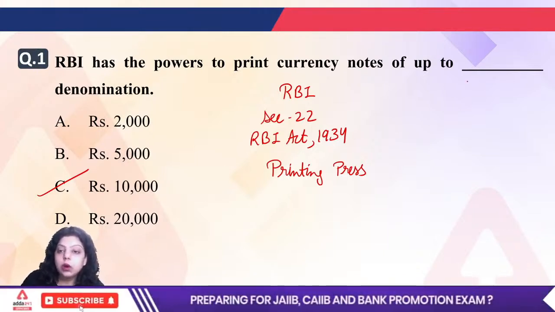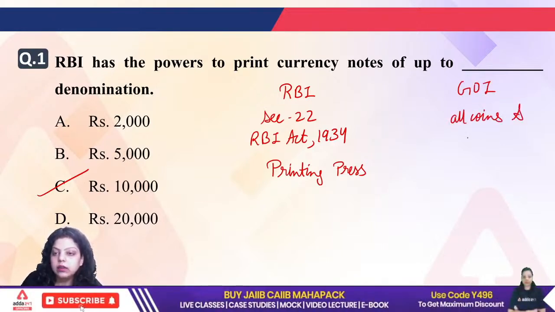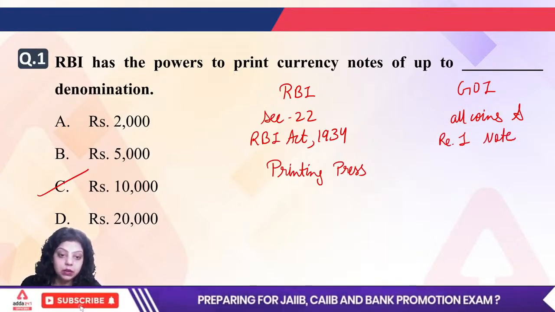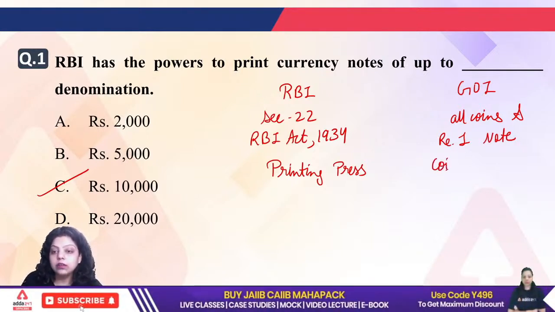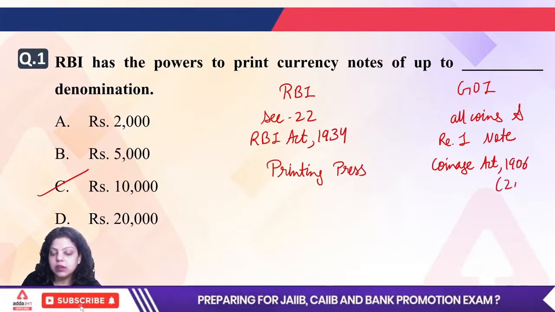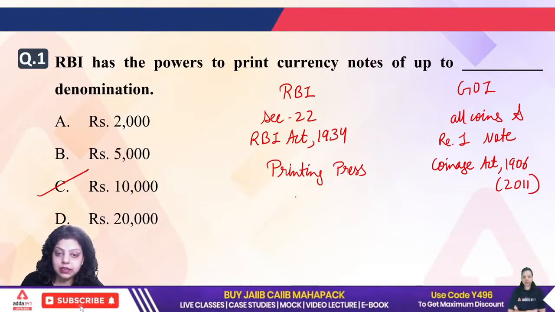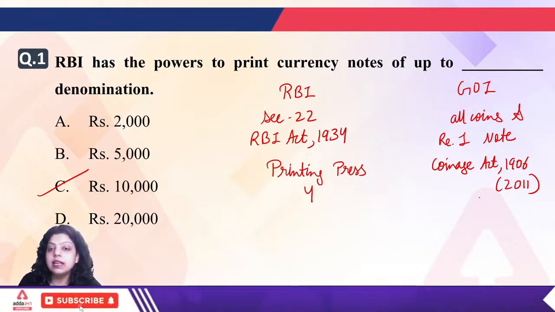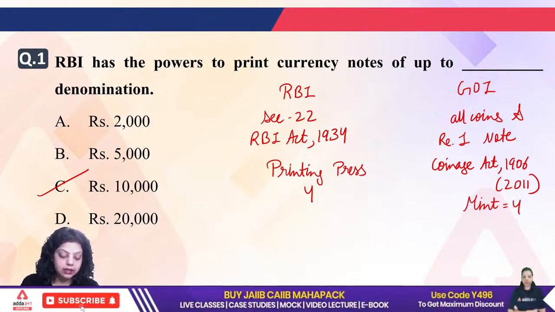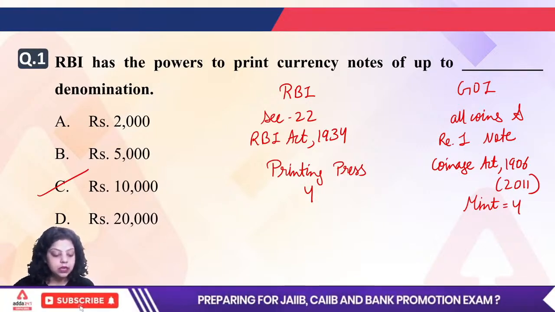And next are all the coins. All the coins and the 1 rupee note will be printed by the Government of India only, under the Coinage Act 1906, whose latest amendment is 2011. There are 4 printing presses, correct, and where are they located? Similarly, there are 4 mints where the Government of India manufactures the coins, and there are 4 mints in our country. Now let me know where these presses are located and where these mints are located.